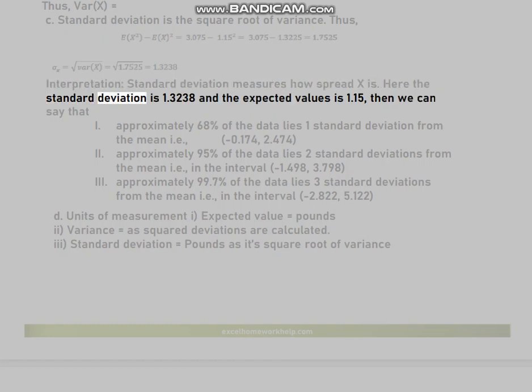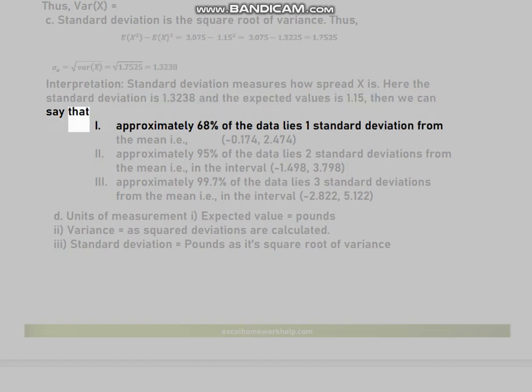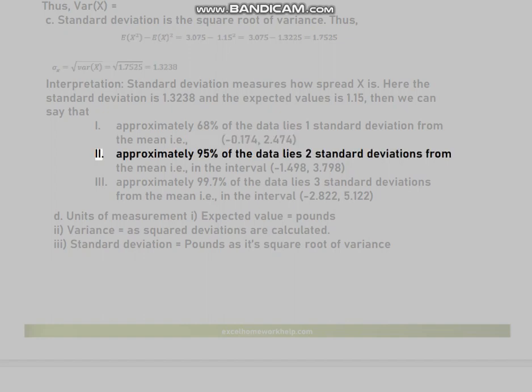Here the standard deviation is 1.3238 and the expected value is 1.15, then we can say that: 1. Approximately 68% of the data lies within one standard deviation of the mean, i.e., in the interval minus 0.174 to 2.474. 2. Approximately 95% of the data lies within two standard deviations of the mean, i.e., in the interval minus 1.498 to 3.798. 3. Approximately 99.7% of the data lies within three standard deviations of the mean, i.e., in the interval minus 2.822 to 5.122.